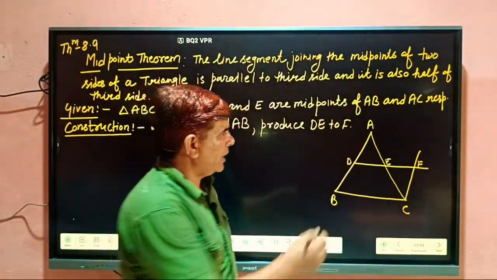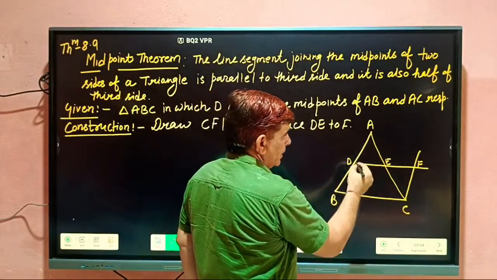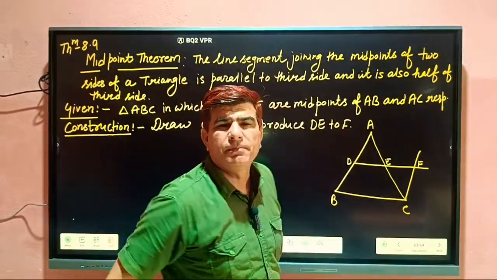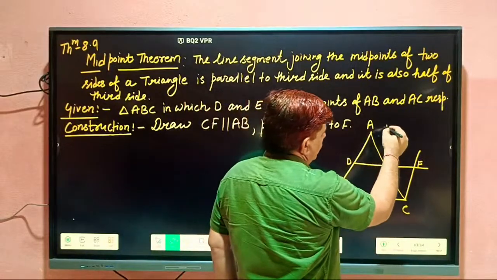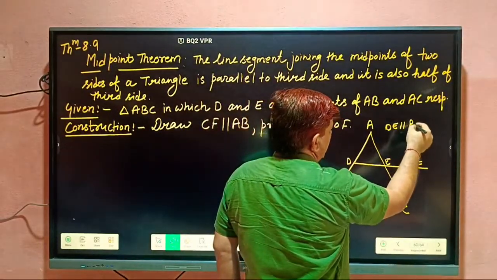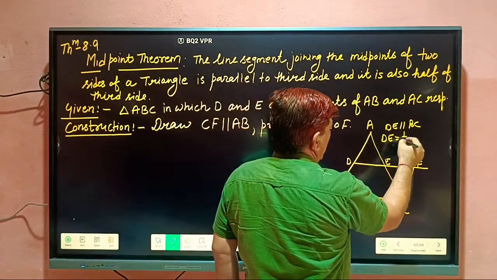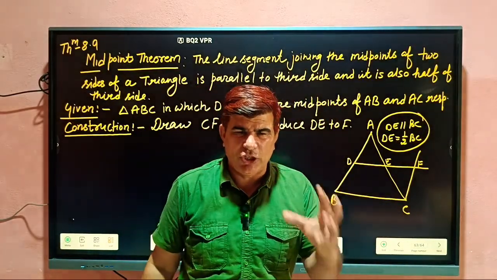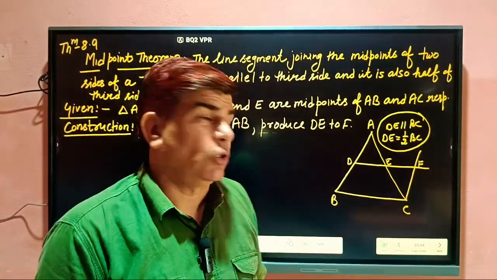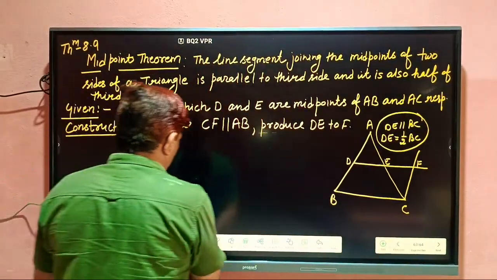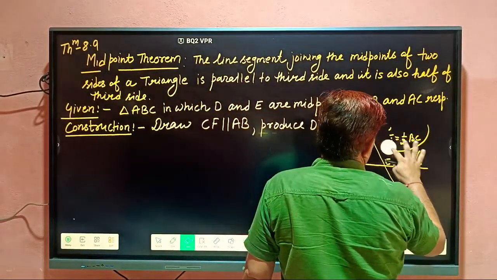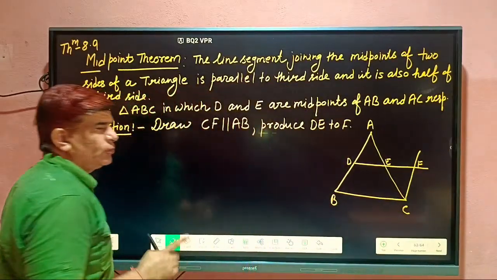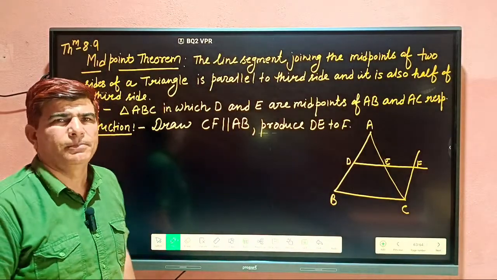And what do we have to prove? We are having this triangle ABC. D is the midpoint of AB, E is the midpoint of AC. What we have to prove? We have to prove DE is parallel to BC and DE equal to half of BC. This is the generalization, we can say summarization, of the midpoint theorem. So try to understand, beta. I will tell you step by step, so easily you can understand this. Not important for 10th class, but if you know this theorem, then you can solve that question easily.